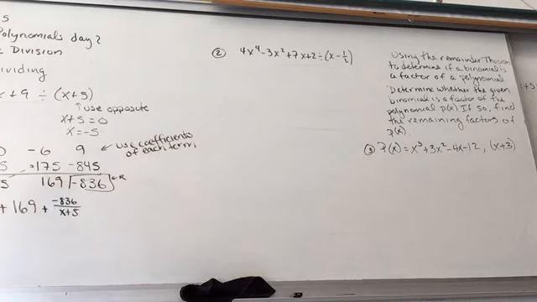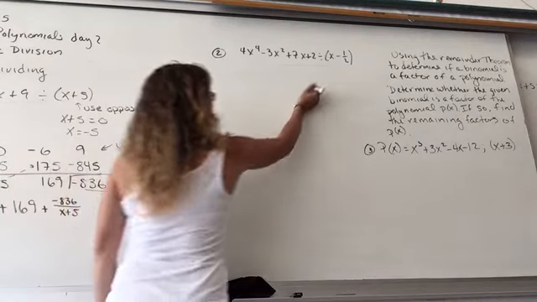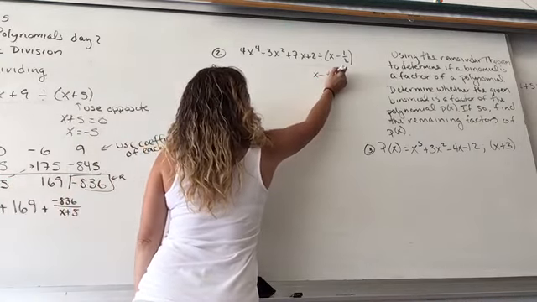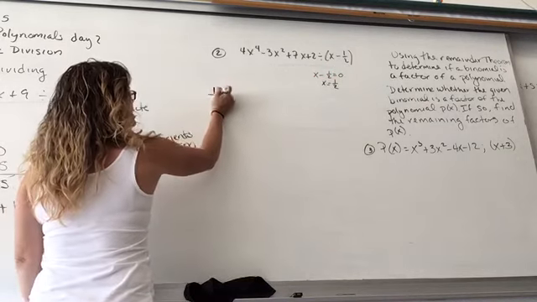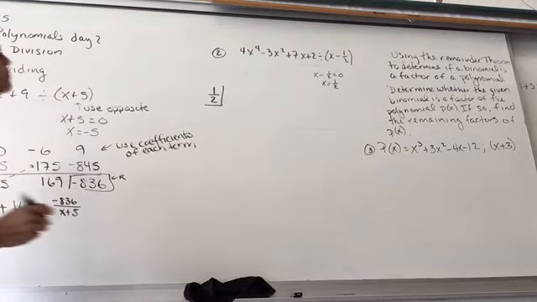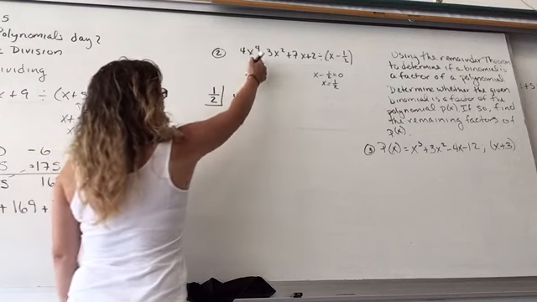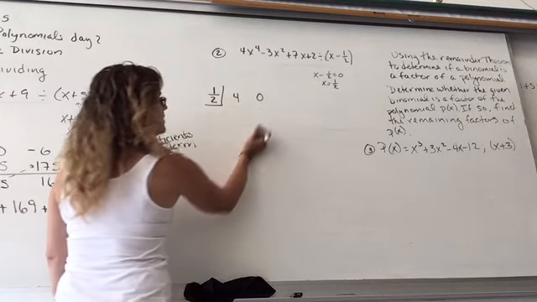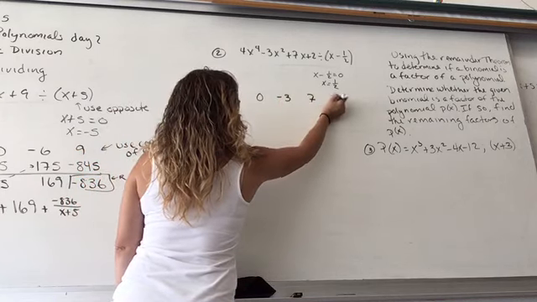4x to the 4th minus 3x squared plus 7x plus 2, and we're going to divide it by x minus 1/2. So first things first, I need to use the zero product property. x minus 1/2 equals 0. That means x is equal to 1/2. And that's the value that's going to go in my box. That's what everything is going to get multiplied by. And I need to write my coefficients. 4. I have no cubes, so I need to leave a space saver 0. Negative 3, 7, and 2.